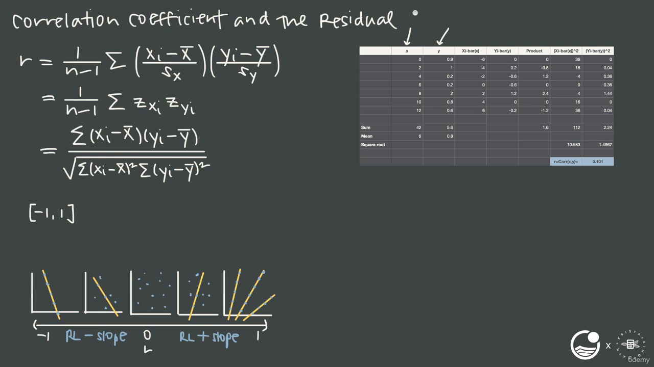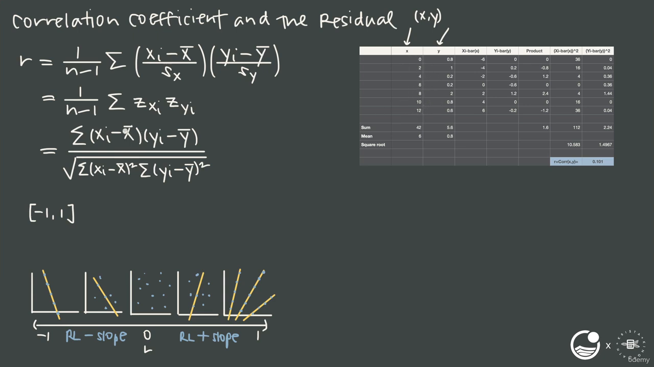In other words, we have coordinate points here, X, Y. So one coordinate point in the scatter plot is 0, 0.8. Another coordinate point is 2, 1. Another coordinate point is 4, 0.2, etc. So we have all these coordinate points. You can see that there are 7 data points.